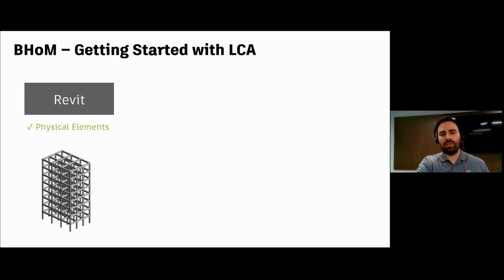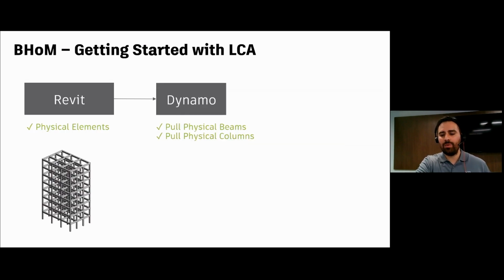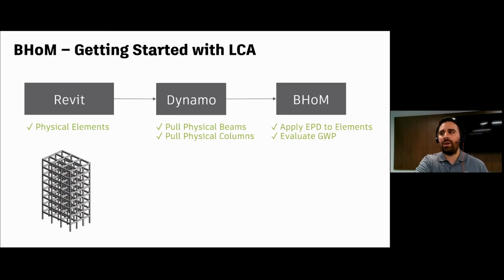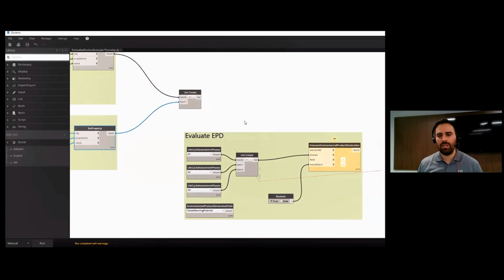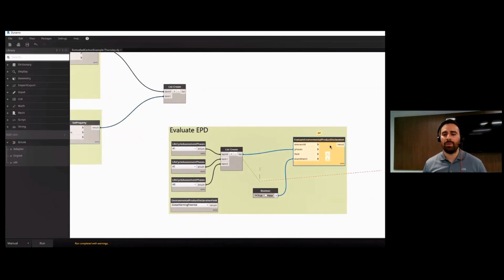All right, so we started with Revit. We went to Dynamo with all the physical beams, physical columns, and now we're going to do this last part and evaluate the global warming potential. All right, so we've set the property of all that information, and now we're going to combine that into one list. It's usually the best, unless you want to do it separately, you can. There's many different ways to set this up. So these are mainly BOM components here, and now we want to evaluate that environmental product declaration. So it needs an element, it needs phases, it needs a field, and it also needs a Boolean.